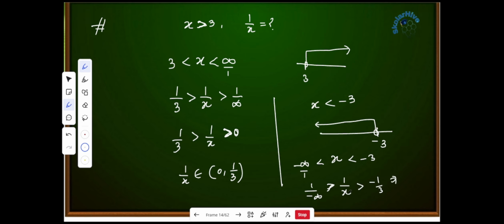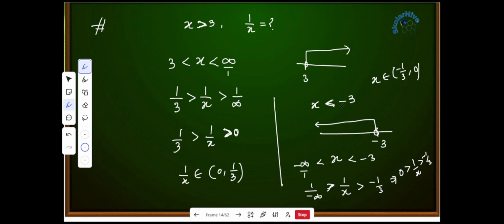So here again 1 upon a very big number means a very small number in negative sign, just ignore the sign. 1 upon negative infinity means again it will tend to 0. So this is 0 is greater than 1 upon x is greater than minus 1 by 3. It means the x value is nothing but belonging from minus 1 by 3 to 0. Here also it is an open interval because minus 3 is only greater than x but not equal to x.